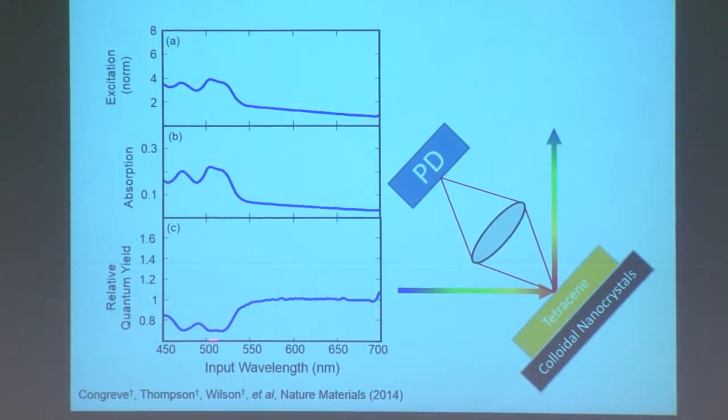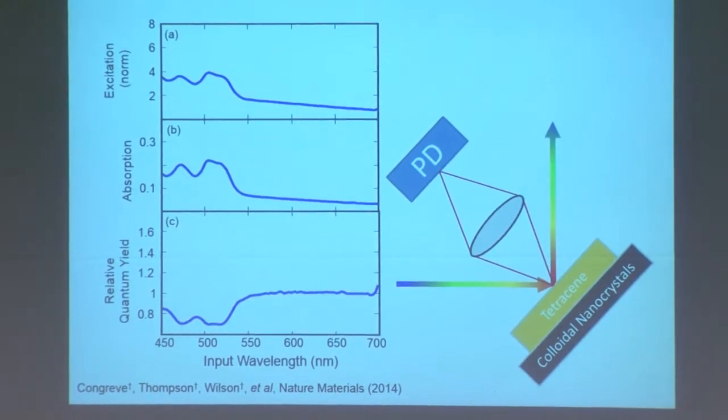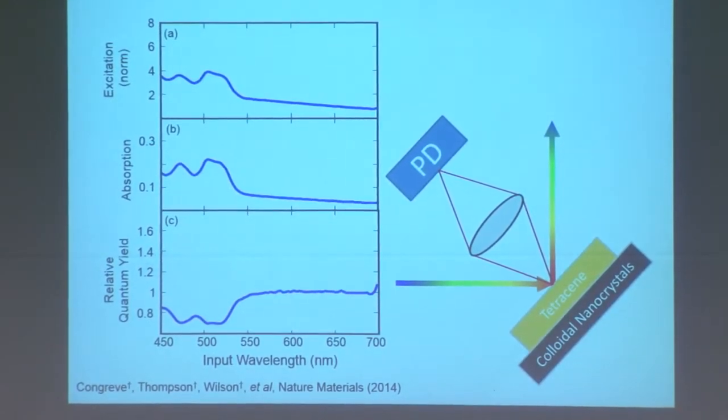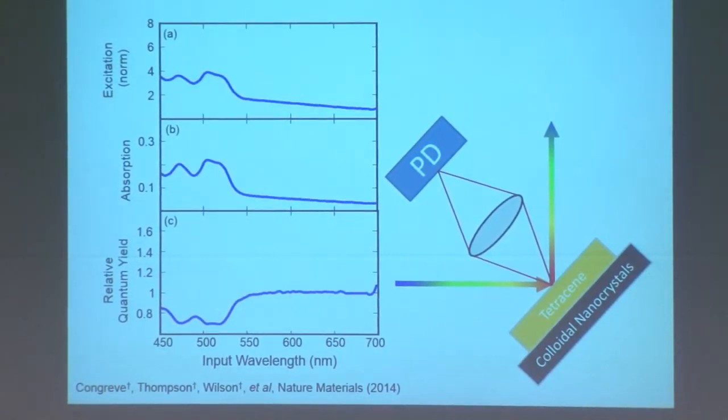And then if we look at where tetracene absorbs, we now see these dips. What's happening here is the light is getting absorbed in the tetracene, and that's causing the dots to fluoresce with less efficiency. So we're robbing the dots of light energy with our tetracene. So even though there's some type of transfer going on, it's clearly inefficient.